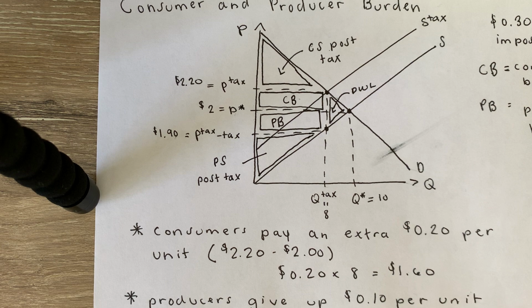Hopefully this all makes sense. It's definitely important to realize that there's a difference between consumer and producer surplus and consumer and producer burden. Those are two different things. Make sure you know how to identify consumer and producer surplus before and after the tax, because that's going to make a difference, and also make sure you know how to find the tax revenue and the deadweight loss. Hopefully this was helpful.